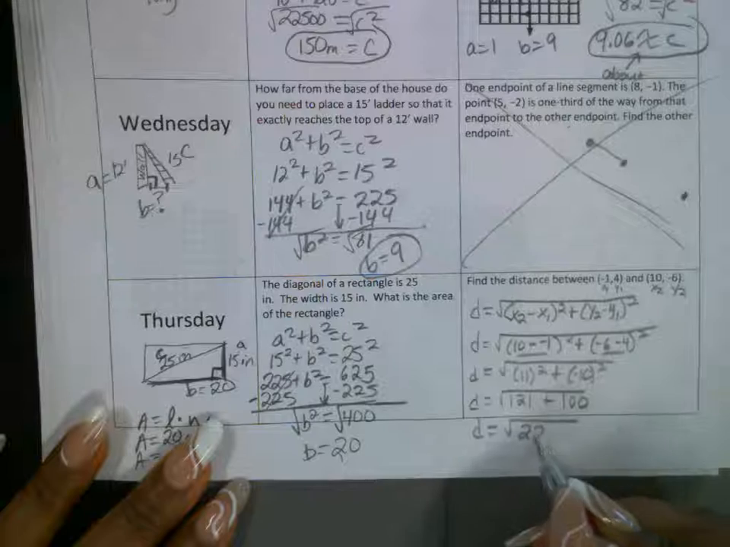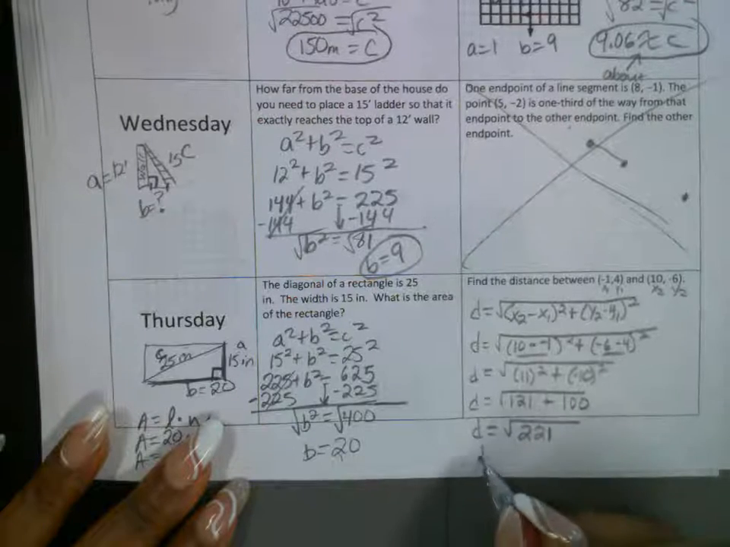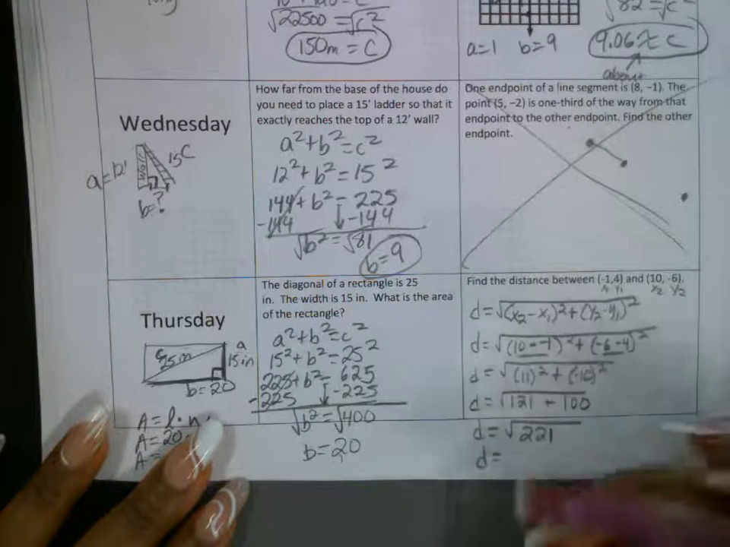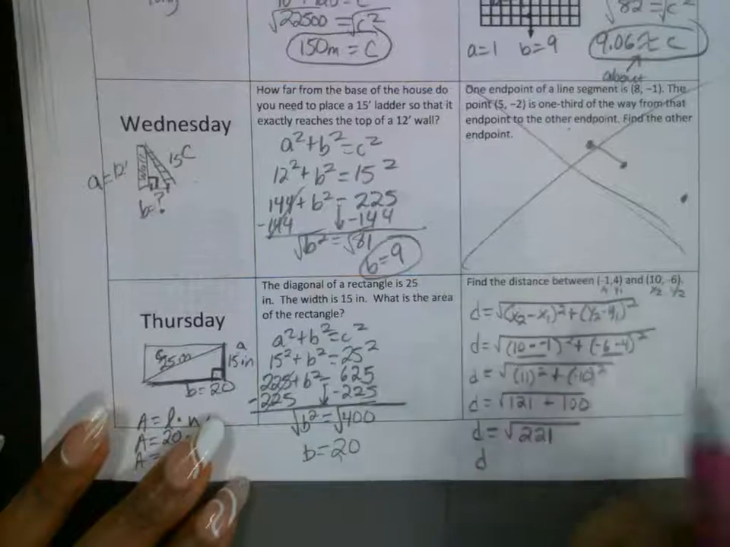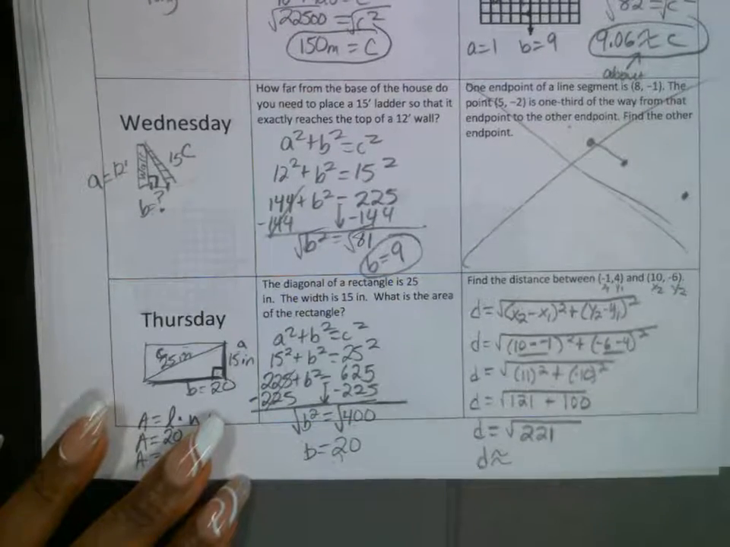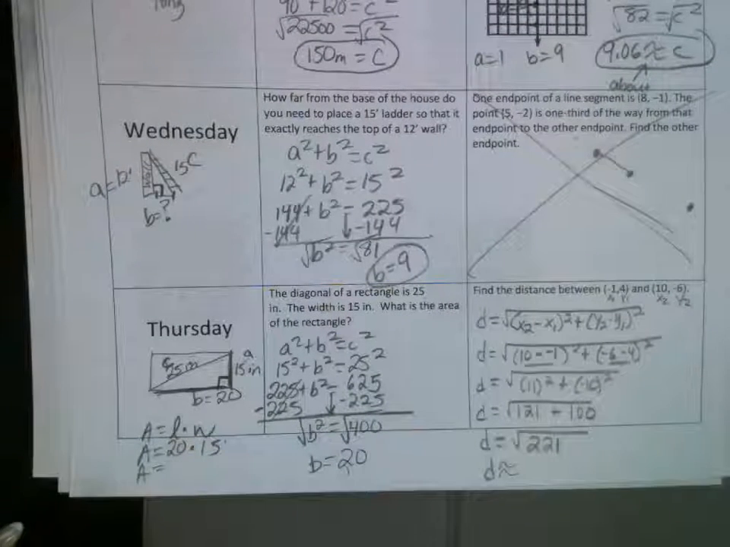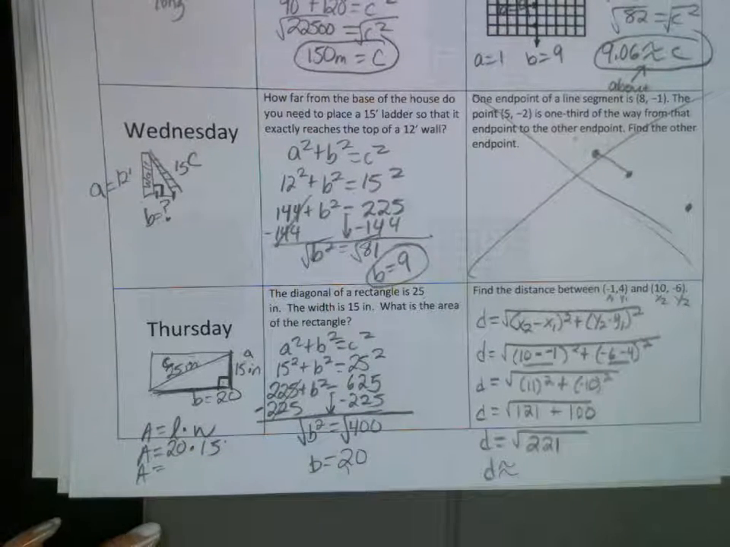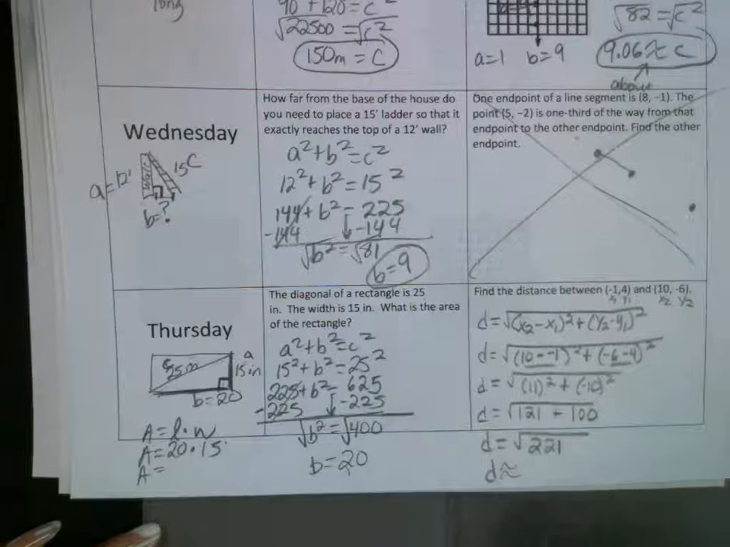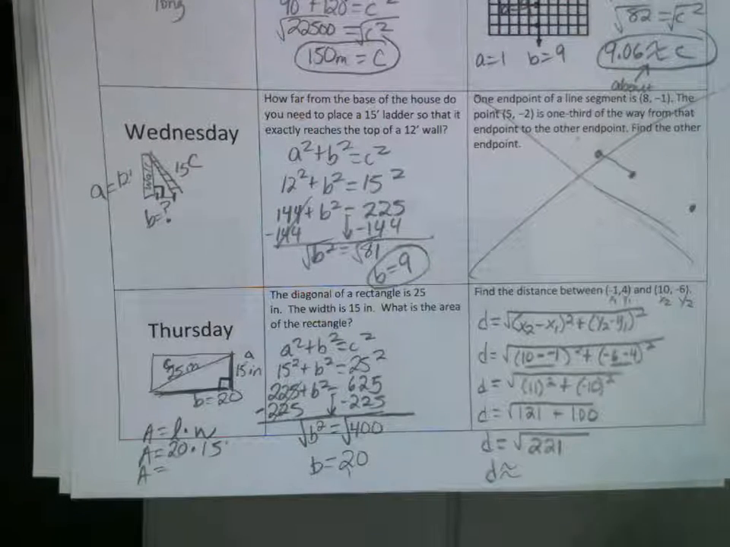221. So now you're going to find the square root, and this is going to be about, because you're going to round it. And let's round it to the nearest tenth place. Questions, comments, or concerns? Anybody lost? Please finish that up on your own.